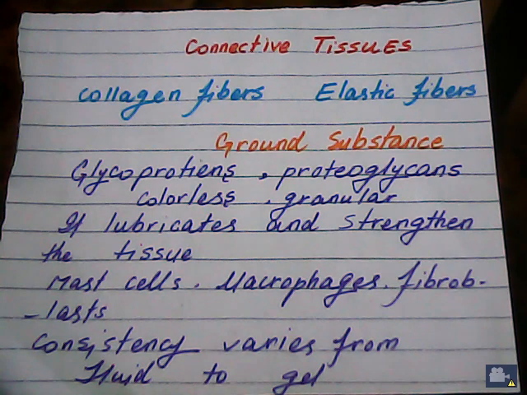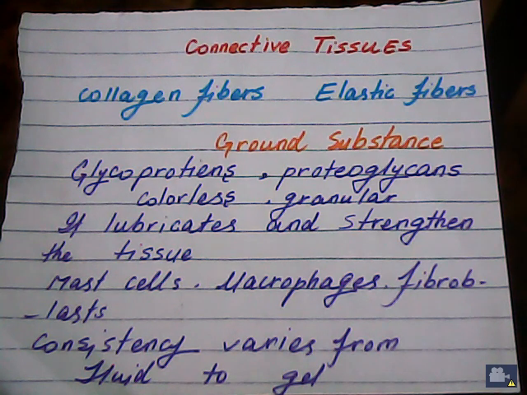So where can we find these tissues? We can find these tissues in cartilage. Cartilage is a kind of connective tissue. Bones are also a kind of connective tissue. Our blood cells are also a kind of connective tissue. Adipose tissues, fat cells, are also connective tissues. So these are some important connective tissues, and ligaments and tendons are also connective tissues.